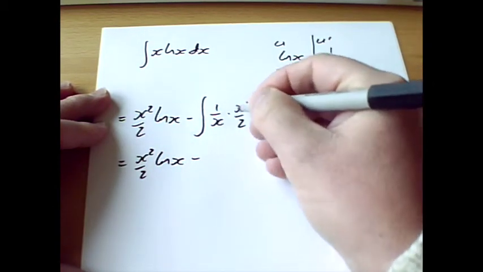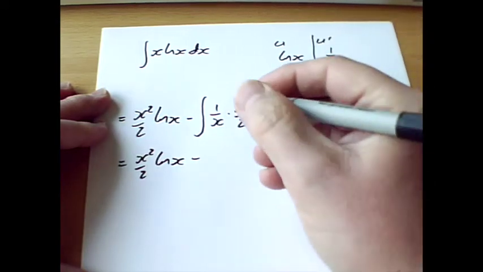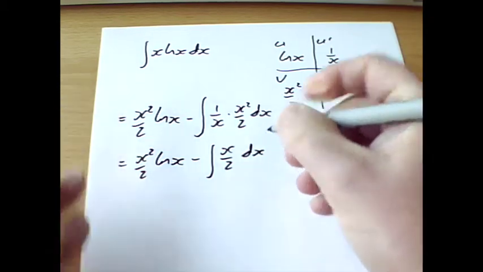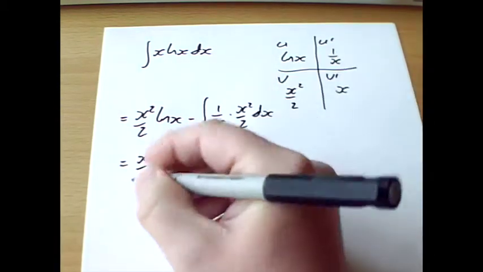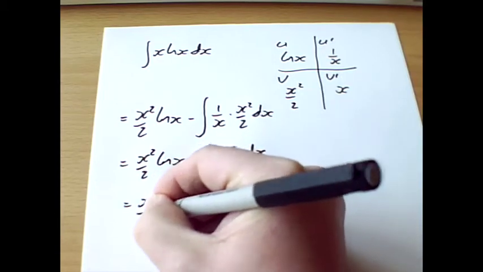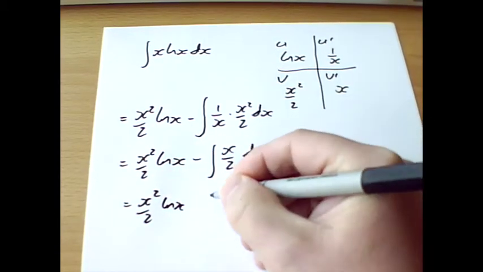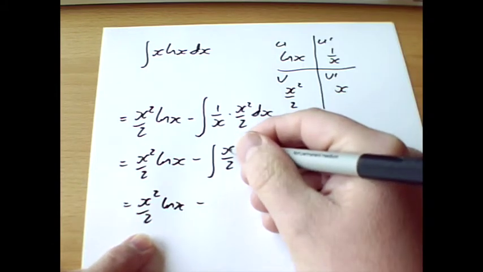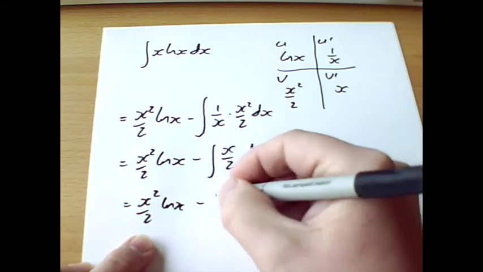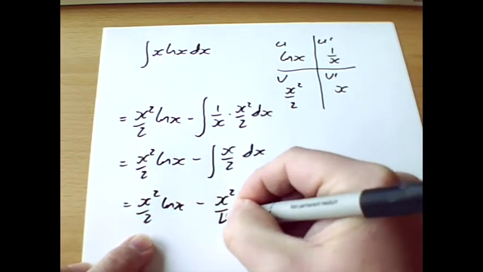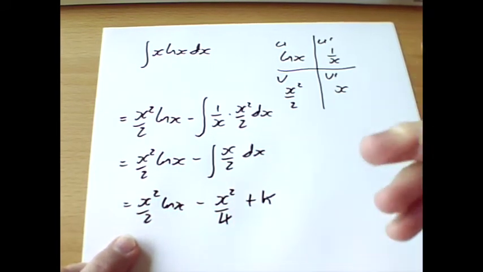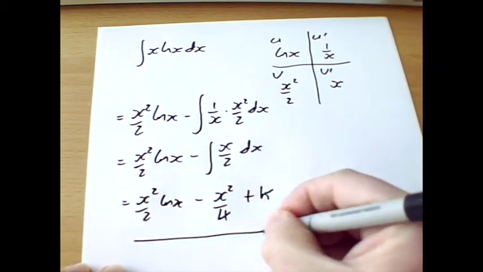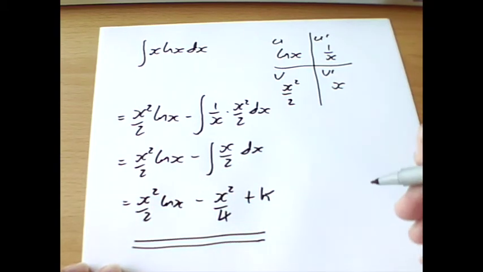We're going to cancel that x with part of the x squared there, and get ourselves the integral of x over 2 dx. Now this integral we can do, it's fairly straightforward. So that becomes x squared over 2 ln x minus, well, the integral of x would be x squared over 2, so the integral of x over 2 is going to be x squared over 4 plus the arbitrary constant at that point. And that then will be our integral of x ln x.